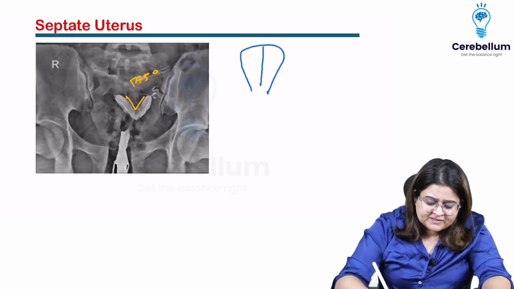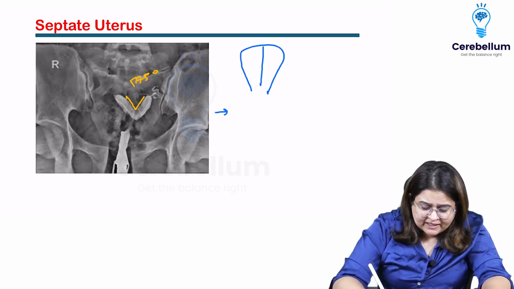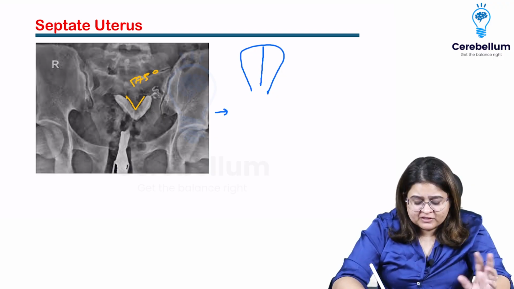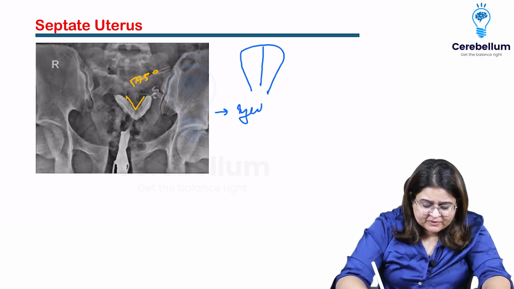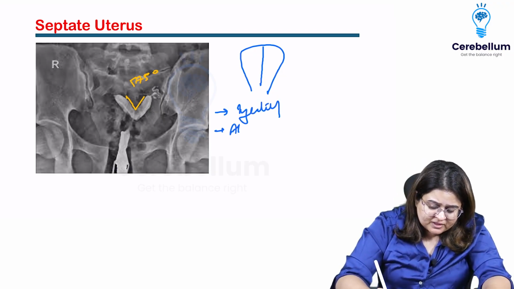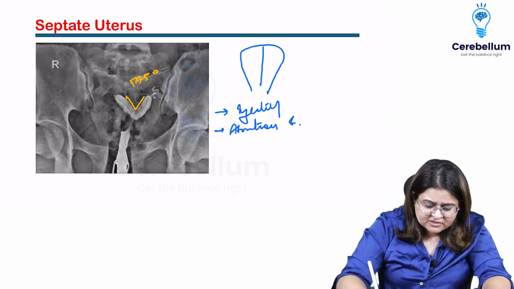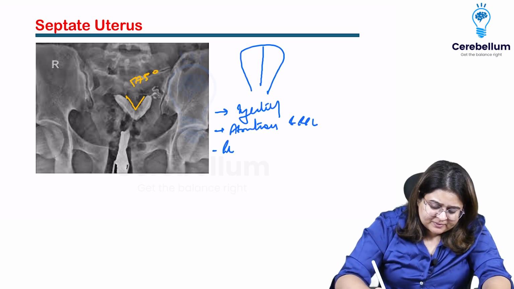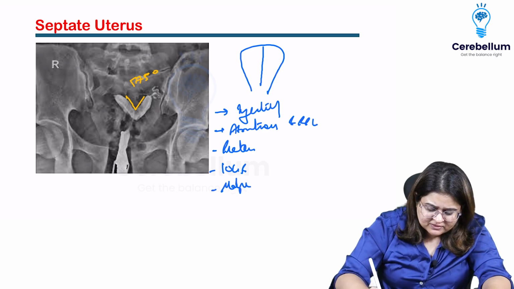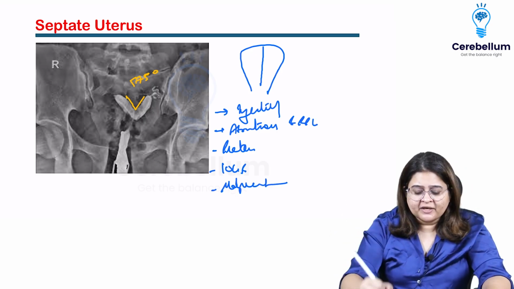Okay. Now, in septate uterus, remember that this woman will again present with the same set of complications. Infertility is common, abortions and recurrent pregnancy loss are common, preterm labor is common, IUGR is common, malpresentations are common. What is the best way to diagnose this?